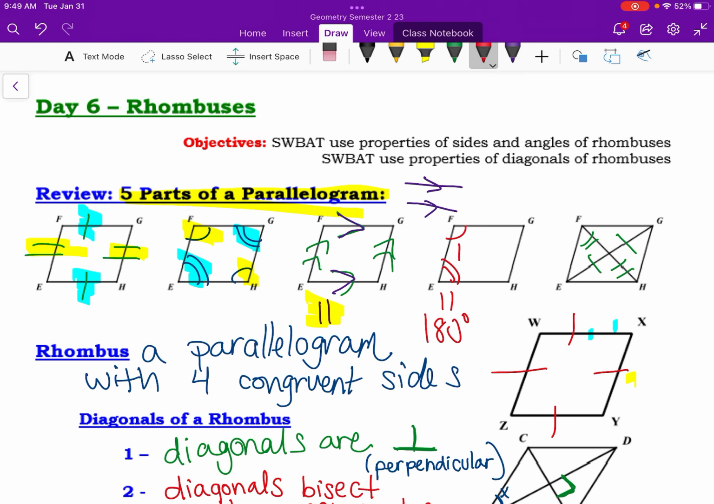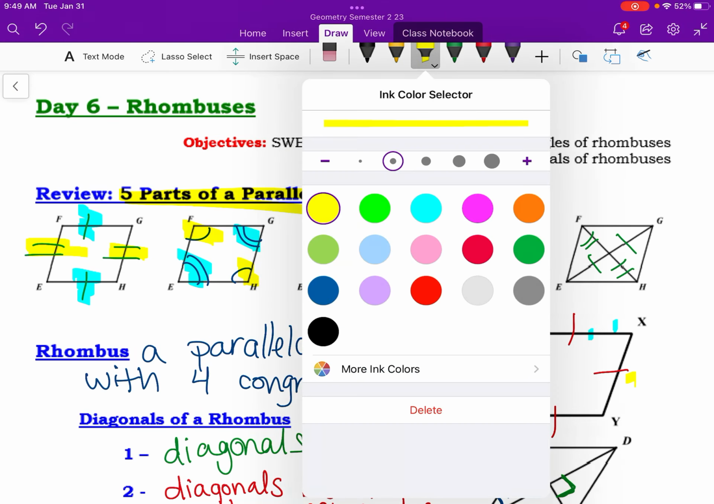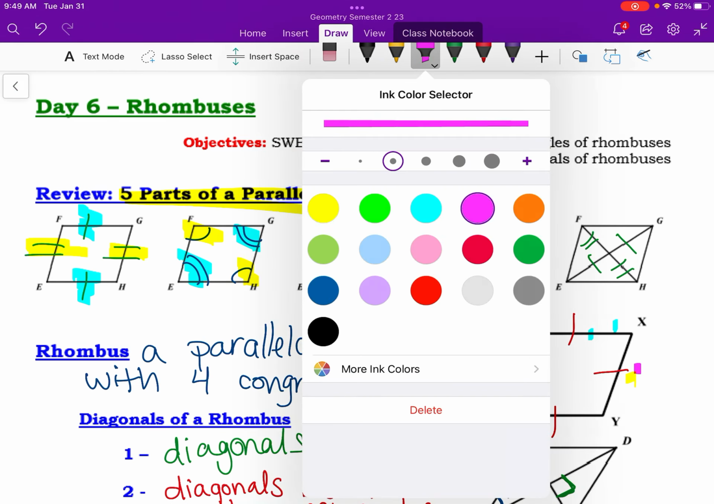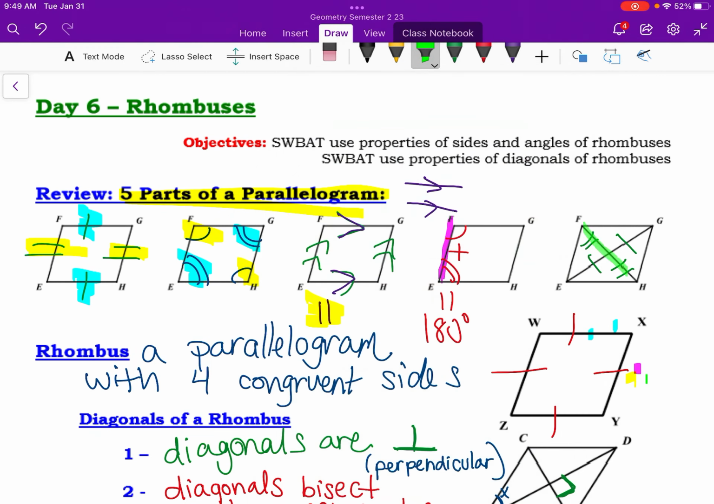Another feature that you want to be careful on is if they share a side like this, they add up to 180. And then the last one is the diagonals bisect. That doesn't mean that all the diagonals are equal. It means that each diagonal is cut in half. So those are the parts of a parallelogram.